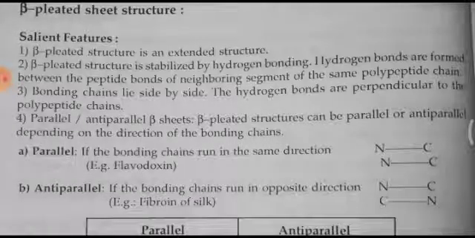Bonding chains lie side by side. The hydrogen bonds are perpendicular to the polypeptide chain. So the two polypeptide chains are going to bond by hydrogen bonding. And parallel and anti-parallel beta pleated sheets can be seen.